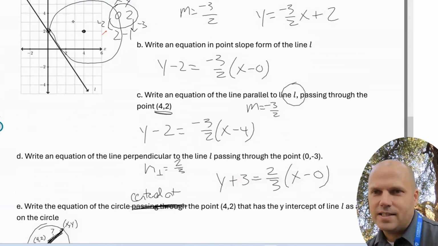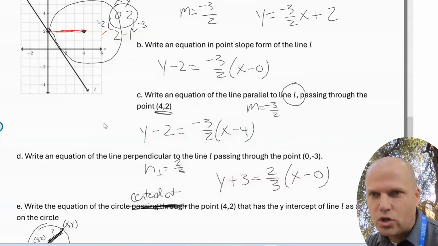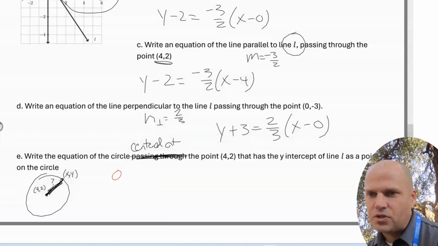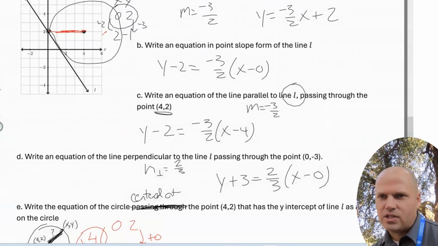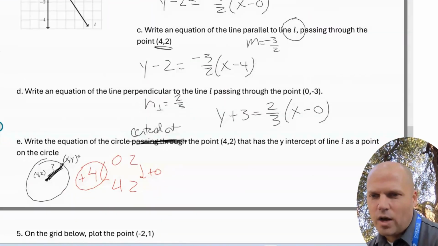What is this distance? Well, you could just visually see it's a horizontal distance and you could count if you wanted to. If you wanted to, use 0, 2 and 4, 2, and use the Pythagorean theorem. Sure, here's your a squared, here's your b squared. 4 squared, square rooted is going to be 4. Like you could count and say this distance is 4. 1, 2, 3, 4. This distance is 4. So now we know that it's all XY points that are 4 away from 4, 2.